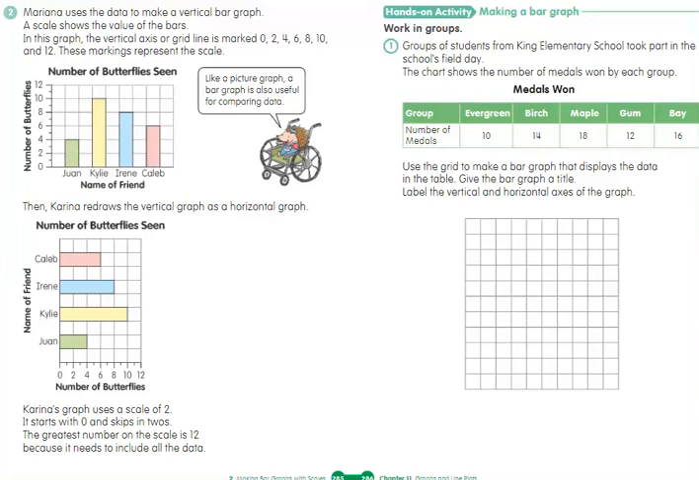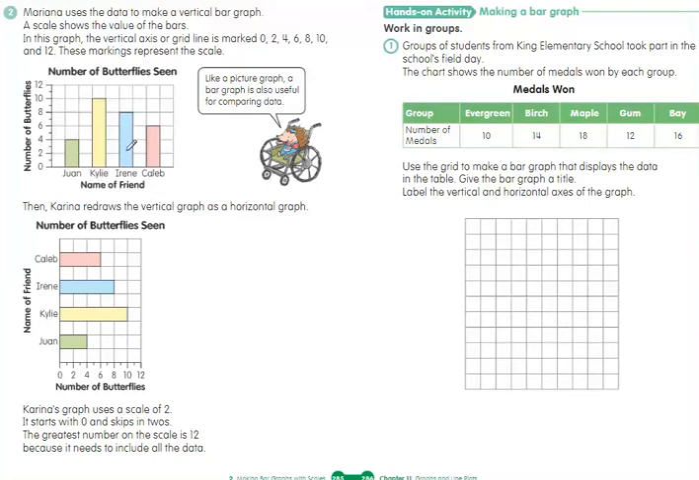If we look where it says vertical axis, we haven't really talked about axis yet, but the axis is just the sides of the graph. So we have 2 axes. We have the vertical axis, which is just going up and down, and the horizontal axis goes left to right. The vertical axis says the number of butterflies, and that's where our scale is: 0, 2, 4, 6, 8, 10, 12. The horizontal axis goes left to right, and those are where the names of the friends are.